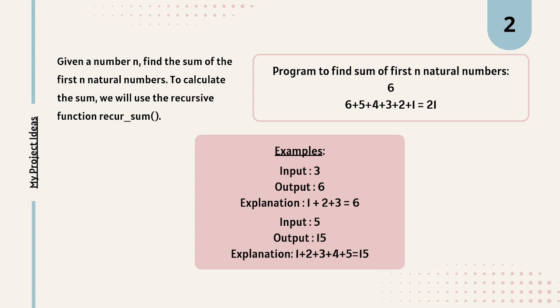If your input is 3, you get the output 6. How? 1 plus 2 plus 3, that is 6. If your input is 5, you get the output 15. How? Just sum the numbers from 1 to 5.